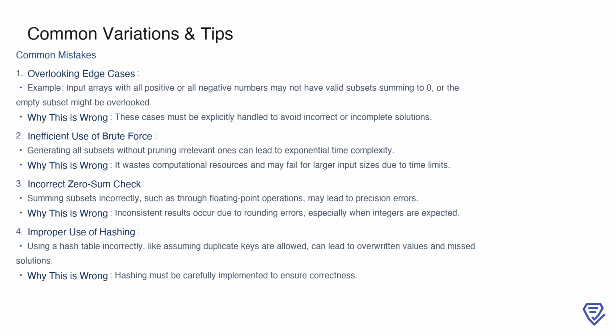Additionally, errors can occur during the zero-sum check itself. For instance, using floating-point operations instead of integer arithmetic may introduce precision errors, causing inconsistent results. Lastly, improper use of hashing is a frequent pitfall. For example, assuming duplicate keys are allowed in a hash table can overwrite values and lead to missed solutions. To avoid this, hashing must be carefully implemented to maintain correctness throughout the process.